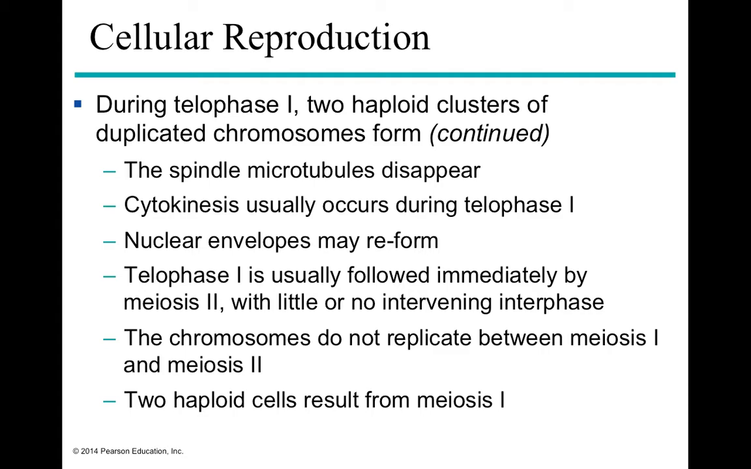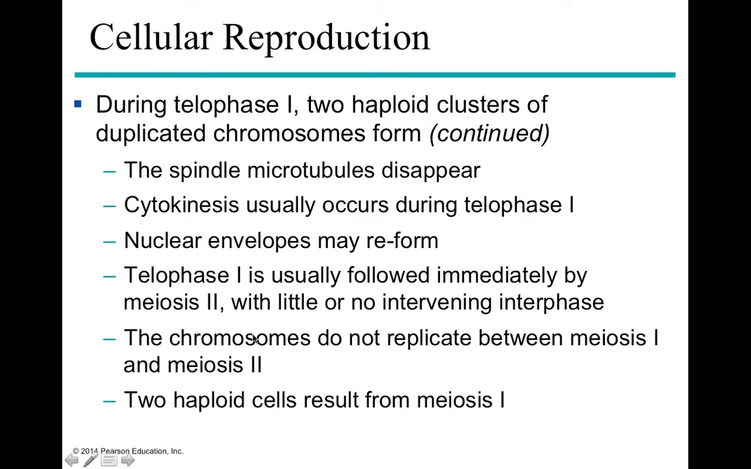prophase 2, we're going to end up separating everything out again into their sister chromatids. So during telophase 2, which is the very end stage of the very first part of meiosis, so meiosis 1, we're going to end up creating these haploid clusters of duplicated chromosomes, right? Spindle microtubules are going to disappear. We're also going to undergo cytokinesis, or the cellular division. Sometimes nuclear envelopes may form, but generally this is going to be skipped because we're entering immediately into a secondary set of division. Telophase 1 is generally going to be followed immediately by a meiosis 2.